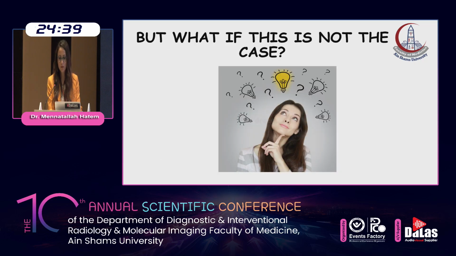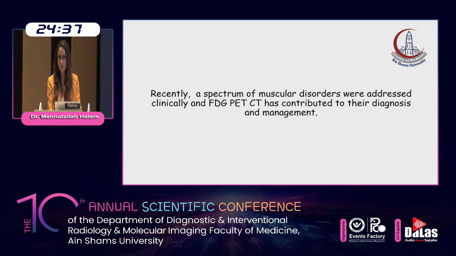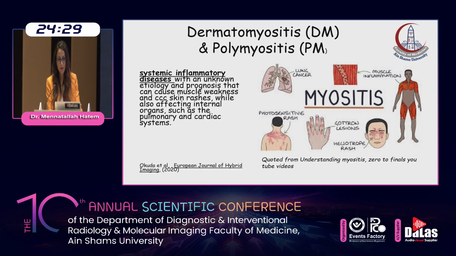But what if this is not the case? Recently, a spectrum of muscular disorders were addressed clinically, and PET-CT has contributed to their diagnosis and management. For example, dermatomyositis and polymyositis is a systemic inflammatory disease with an unknown etiology and prognosis that can cause muscle weakness and characteristic skin rash, and also affecting internal organs like lungs and the heart.